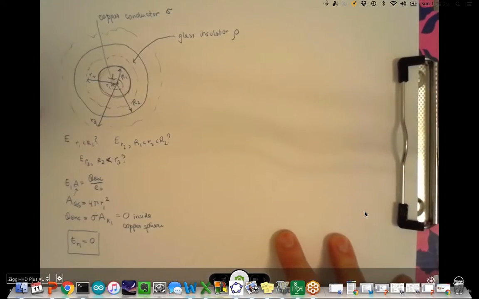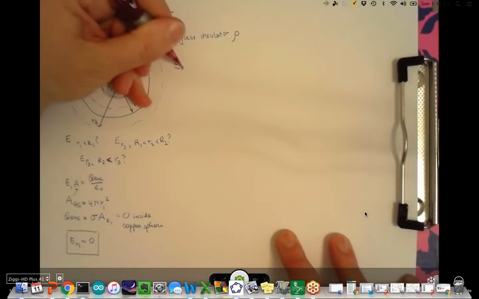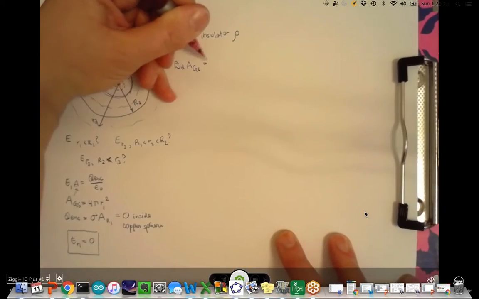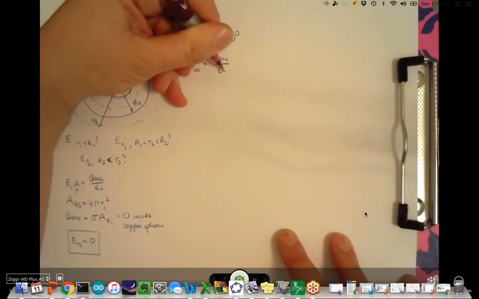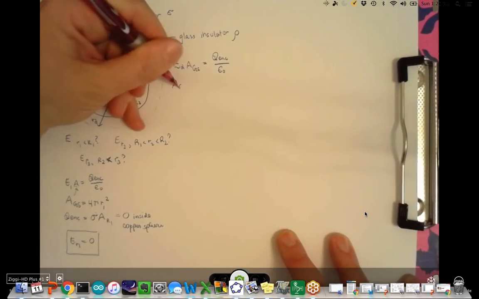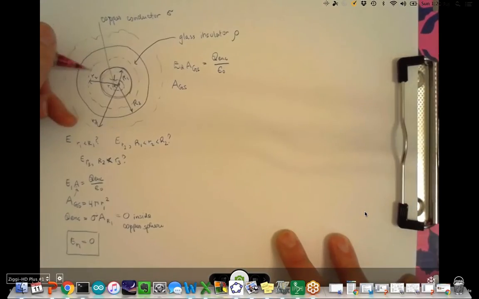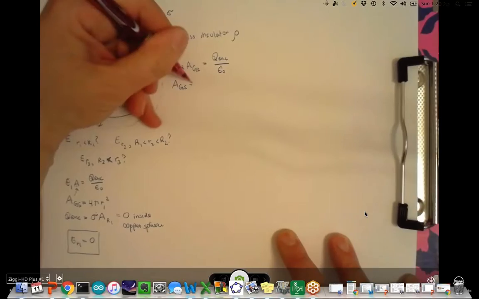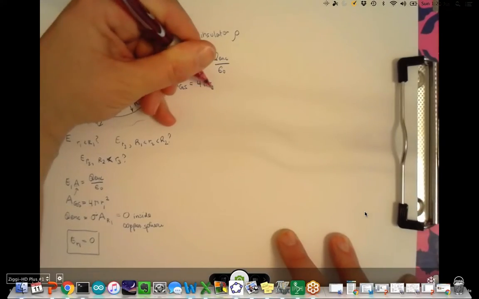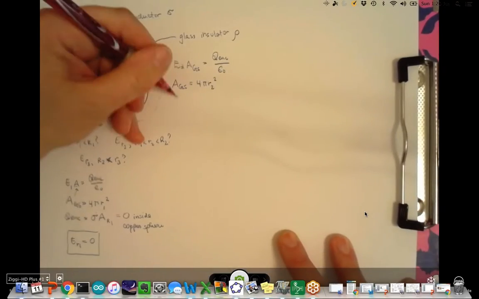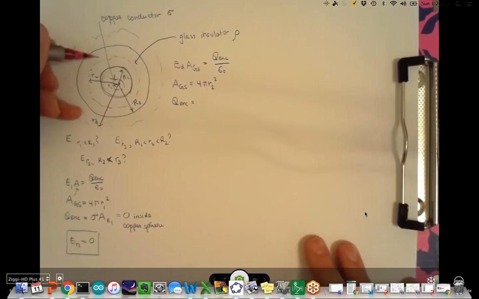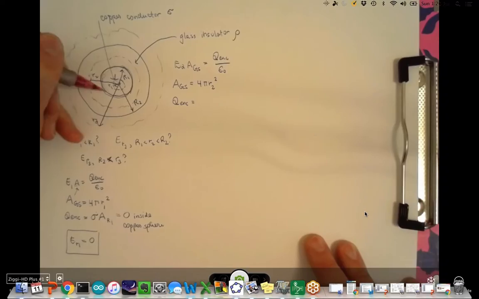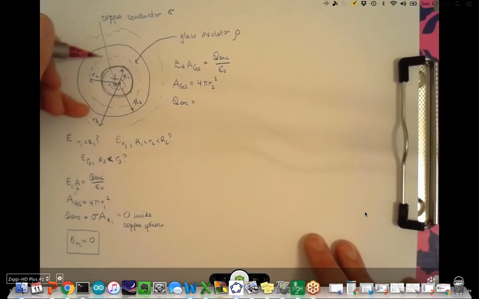Okay, so let's take a look at E2. This is going to be E2 times the area of our Gaussian surface equals Q enclosed over epsilon naught. All right, the area of the Gaussian surface for the second one, out to here, is going to be 4 pi r2 squared. Let's see, and our Q enclosed. All right, out at this point, we're including the charge on this area. Now it's inside our Gaussian surface.